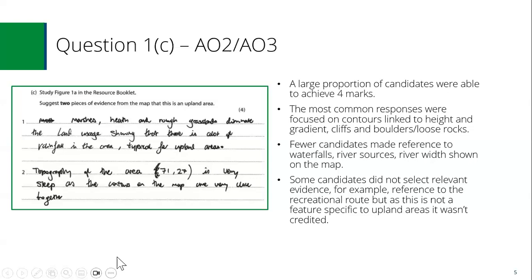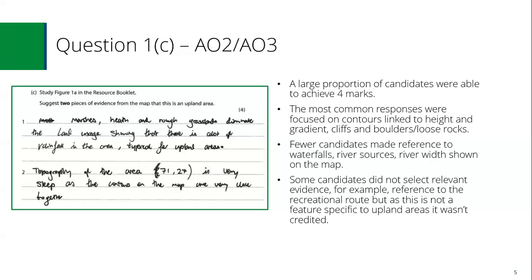It said study figure 1A in the resource booklet and suggest two pieces of evidence from the map that this is an upland area. A student here talks about the type of rainfall, showing that it's typical of upland areas, and the land usage being grasslands. And a proportion of candidates were able to achieve 4 marks. There were quite a lot of students here who got 4. The most common responses focused on contours linked to height and gradients, cliffs, boulders, loose rocks, those sort of things. And that was really good. They were using the evidence here.